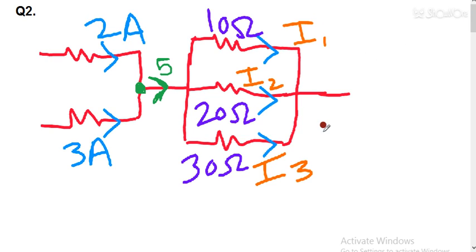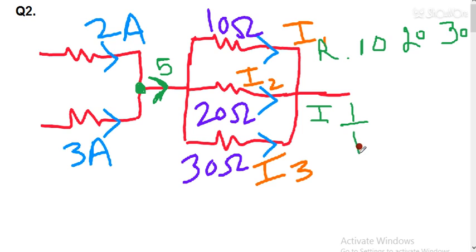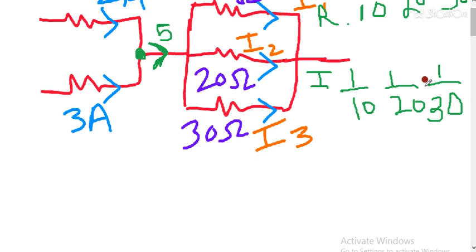Now students, see the resistance ratio is 10 : 20 : 30. This is our resistance ratio. So the current ratio will be 1 by 10, 1 by 20 and 1 by 30. Anyway students, you have to know that the less the resistance, the more will be the current. So if resistance is less, the current is more. Okay, so this is the ratio 1 by 10, 1 by 20 and 1 by 30.